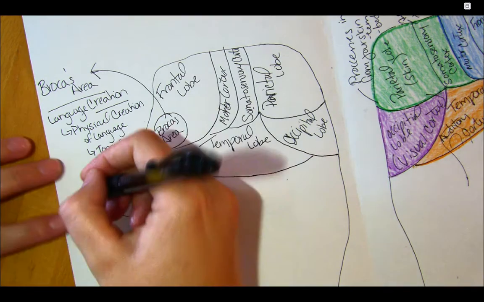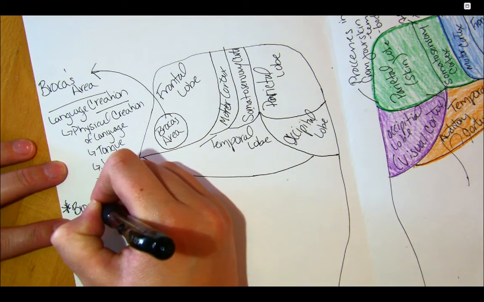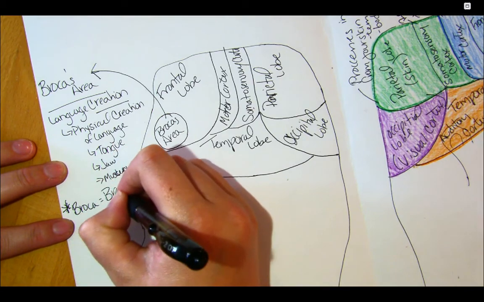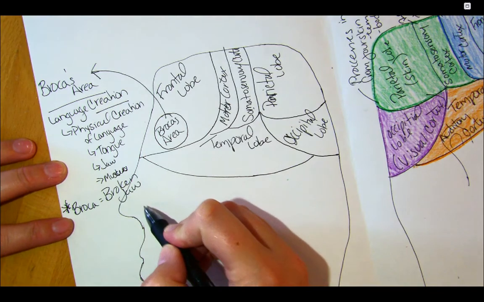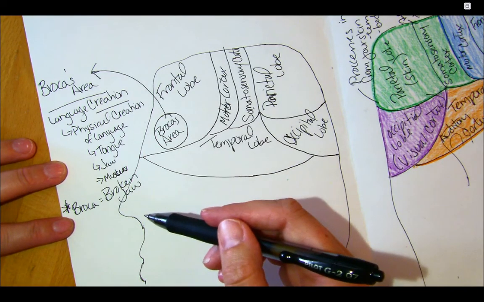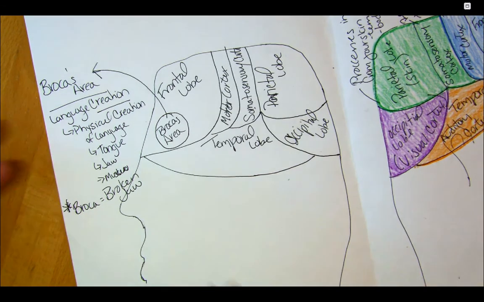Now, how do we remember it? Here's your mnemonic device. Broca equals broken jaw. If you can't speak because you have a broken jaw, that's what Broca's area does. Broca, broken jaw. If you can't physically make language, Broca's area is the ability to make language. Broca, broken jaw. Okay, so that's your mnemonic device.